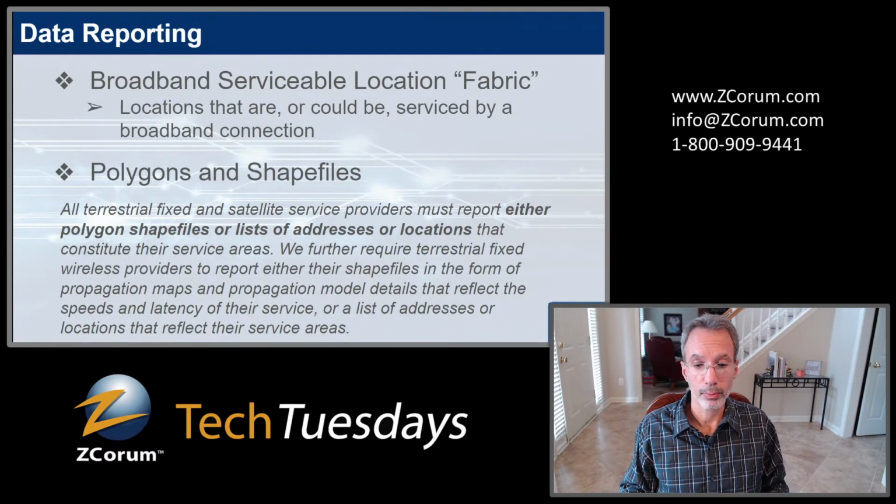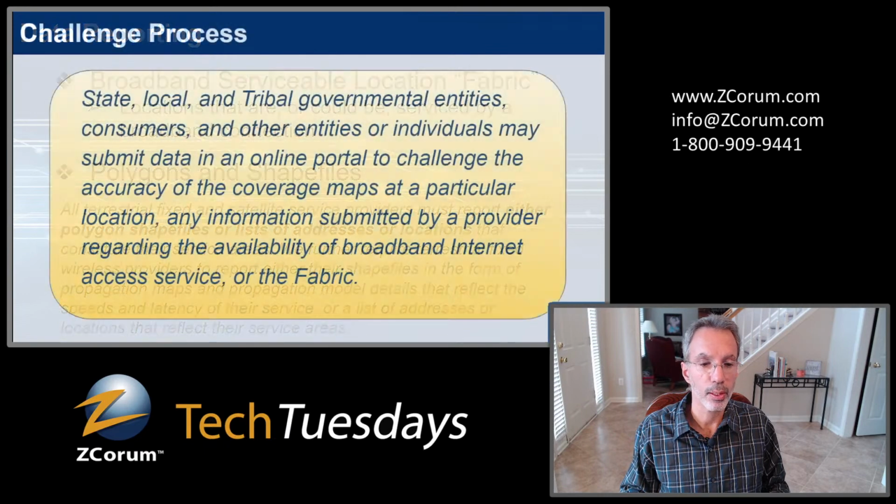And then it talks about fixed wireless. We further require terrestrial fixed wireless providers to report either their shape files in the form of propagation maps and propagation model details that reflect the speeds and latency of their service, or a list of addresses or locations that reflect their service areas. So that's how the data is going to be reported by service providers in these formats.